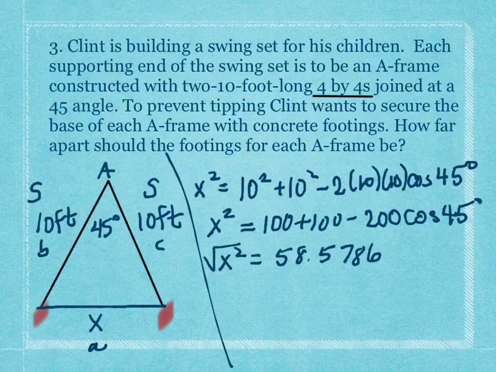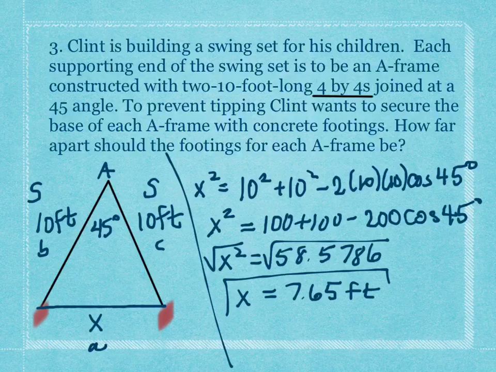All right, so we're going to square root. So what do we get for x? 7.65 what? Feet. That happened on your test, too. Some of you forgot measurement units, either degree measurements or feet or something like that. So we actually get that it's 7.65 feet apart.